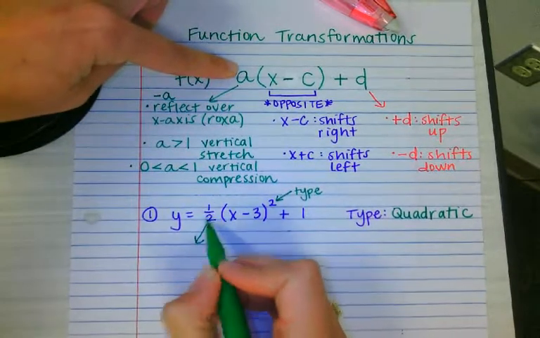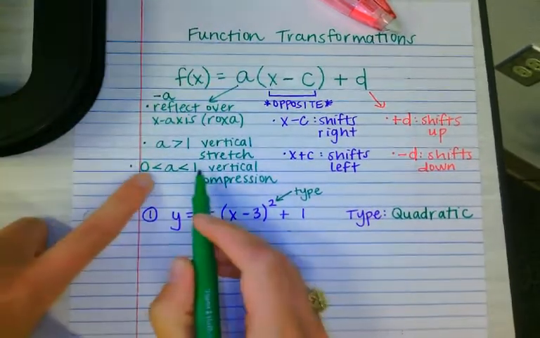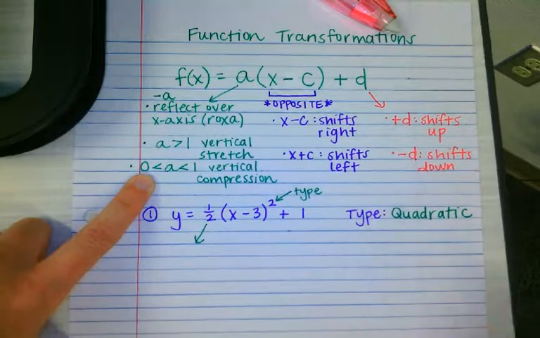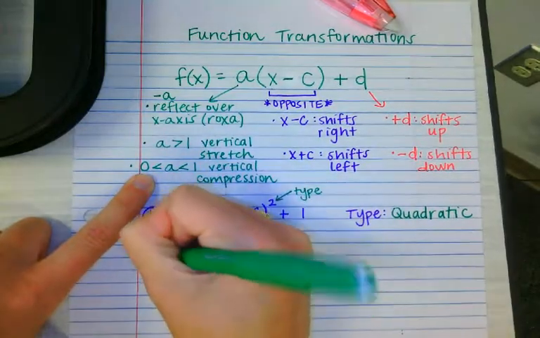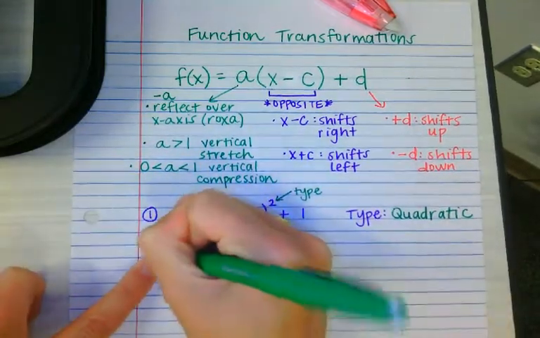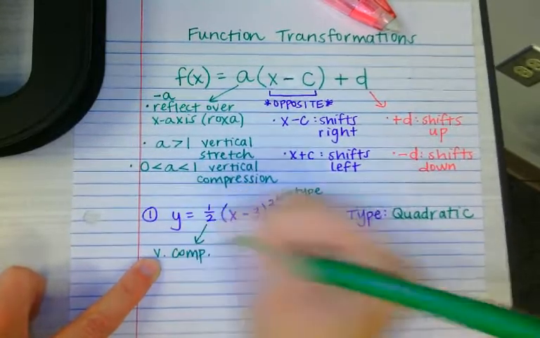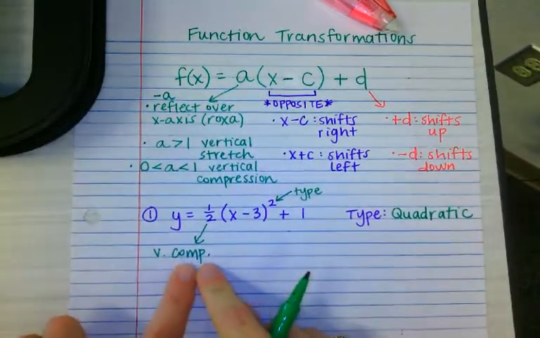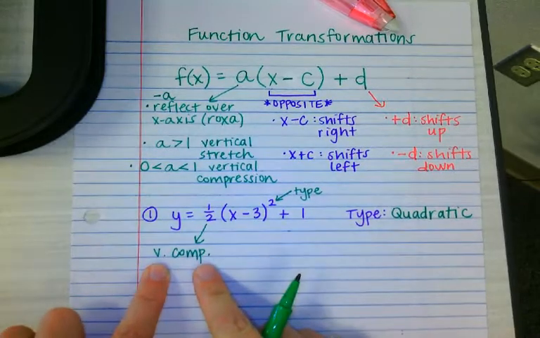So it looks like I have a front number of 1/2. Okay, that's between 0 and 1. So that is a vertical compression. So you can put V and then abbreviate compression COMP, a vertical compression.